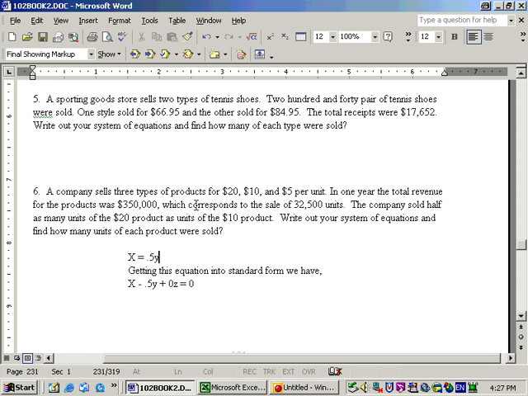Okay, continuing on the practice test, it says a sporting goods store sells two types of tennis shoes. 240 pairs of tennis shoes were sold. One style cost $66.95, the other $84.95, and the total receipts were $17,652. Write out the system of equations and tell how many of each were sold.